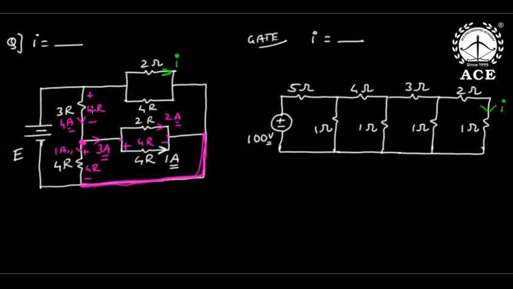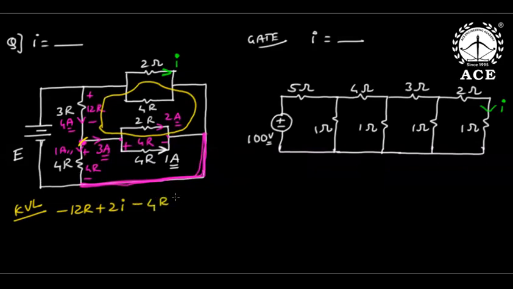Now I'm happily writing a KVL. If you start from here: minus 12R volts plus 2I volts minus 4R volts equal to 0. So 2I is equal to 16R, and I is 8R.